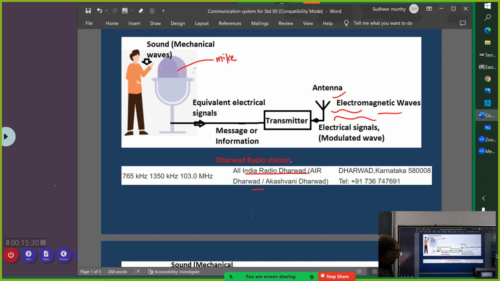Now, the nearest radio station to us is All India Radio Dharwad. All India Radio Dharwad has been assigned 3 carrier frequencies. This, and this. What are these? Carrier frequency. I suppose you got it? Yes, sir.